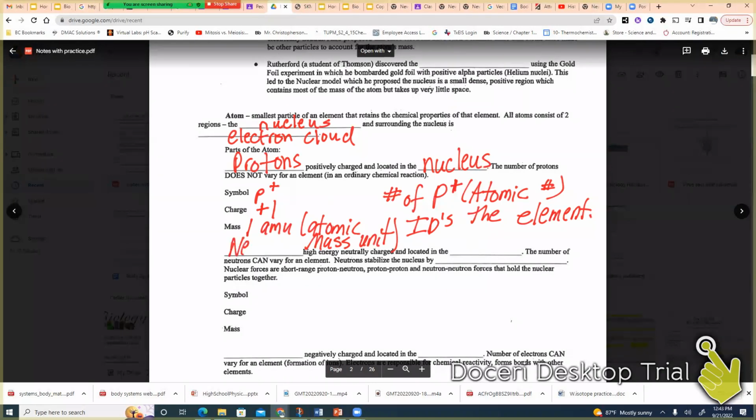Next one is neutrons. They're high energy, they're neutrally charged, and they're also located in the nucleus. The number of neutrons can vary with an element. It'll be differences in isotopes. We'll talk about that in a little bit. Neutrons stabilize the nucleus by nuclear forces.